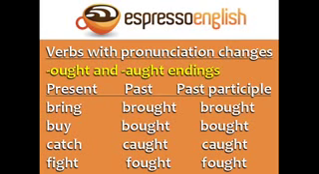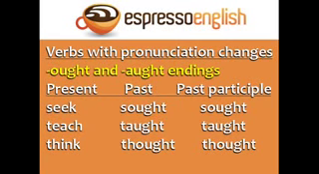Finally, we have the verbs with ought endings in the past and past participle. This can be spelled O-U-G-H-T or A-U-G-H-T, but the pronunciation is the same. Bring, brought, brought. Buy, bought, bought. Catch, caught, caught. Fight, fought, fought. Seek, sought, sought. Teach, taught, taught. Think, thought, thought. Remember that the G is silent in these verbs.